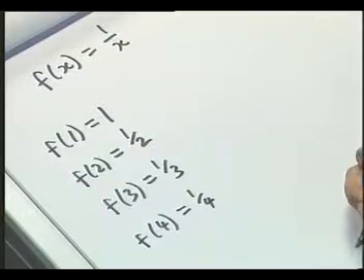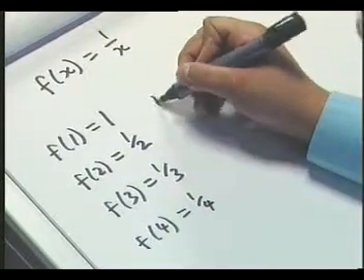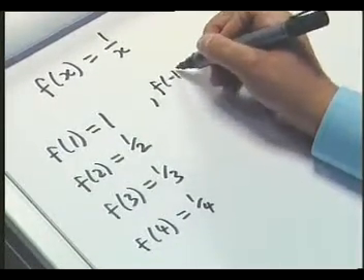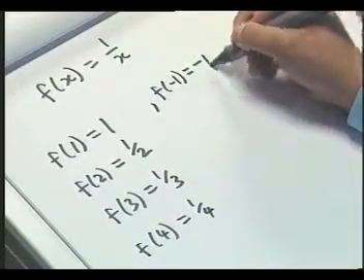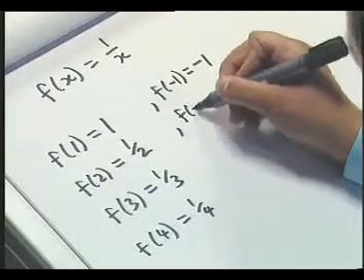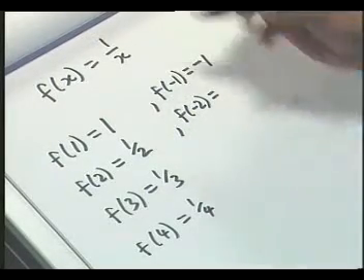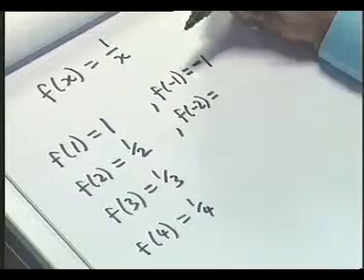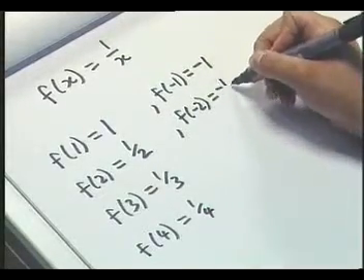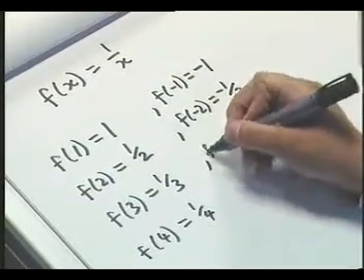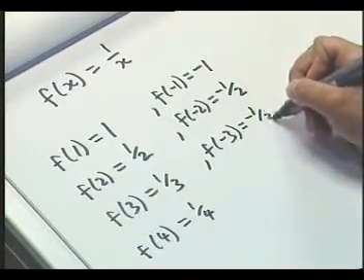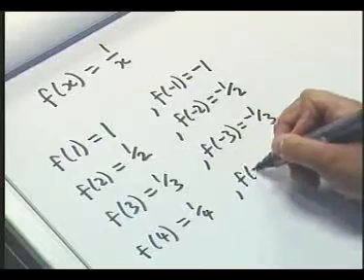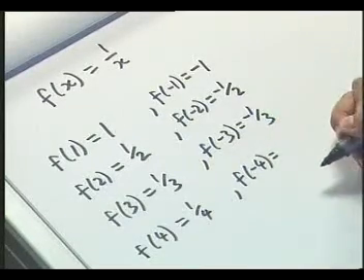And as before, we can also look at some negative arguments. So if I look at f of minus 1, we get 1 divided by minus 1, which is just minus 1. F of minus 2 is 1 divided by minus 2, which just gives us minus 1/2. F of minus 3, same thing, will give us minus 1/3. And f of minus 4 will give us minus 1/4.